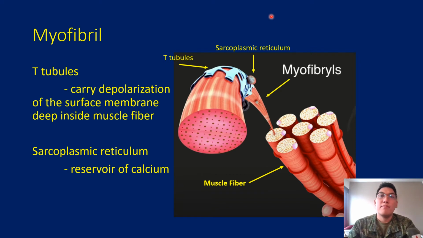Surrounding the myofibrils is a network of tubules and sarcoplasmic reticulum. T-tubules are invaginations of the outer membrane of each muscle fiber and function to carry the depolarization of the surface membrane deep inside the muscle fiber. On the other hand, the sarcoplasmic reticulum is a membranous sac that serves as a repository for calcium.